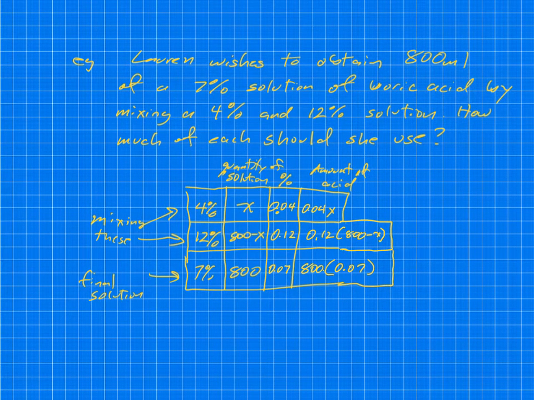So we get 0.04x plus 0.12 times 800 minus x, and equals, I'm going to write it this way, 0.07 times 800.